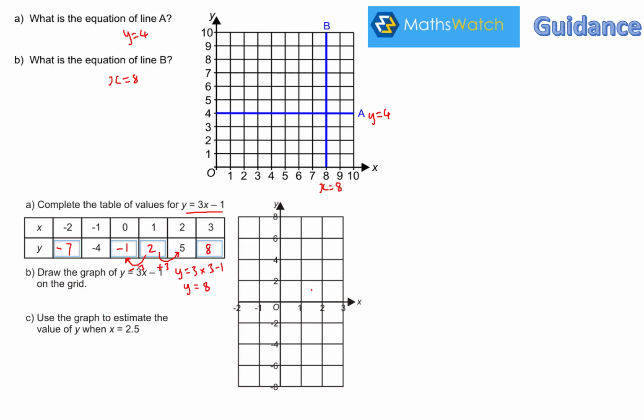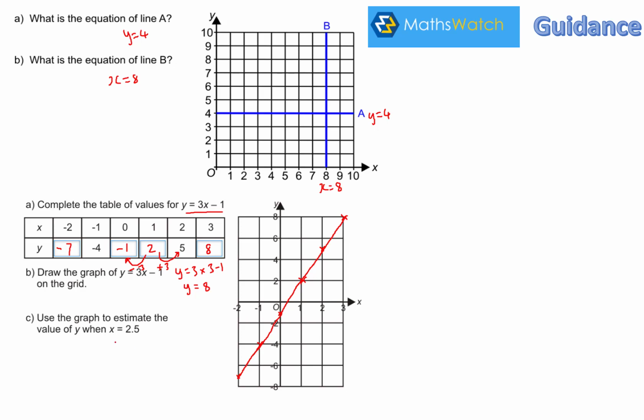So next step is to plot 3, 8, 2, 5. This is worth a mark to do that. 1, 2. 0, minus 1. And if you have a ruler, you can just practically draw a straight line straight away. But it's good practice just to do all the points, because then you've got a perfect guide for your ruler. And this is the best straight line I can do on this computer.